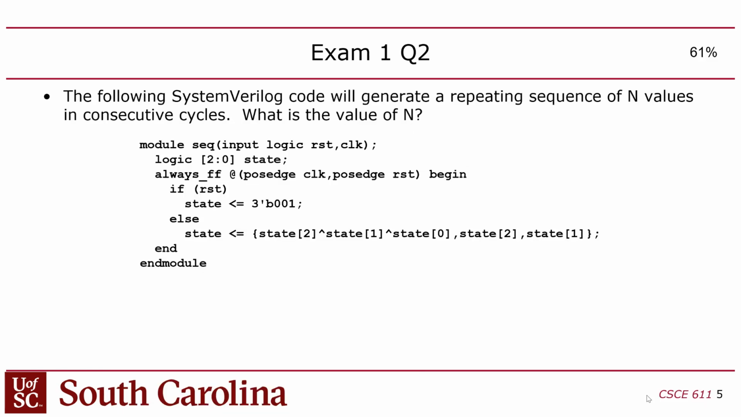Question 2, the following SystemVerilog code will generate a repeating sequence of n values in n consecutive cycles. What is the value of n? So basically the idea is how many values will be generated and then repeated over and over again.